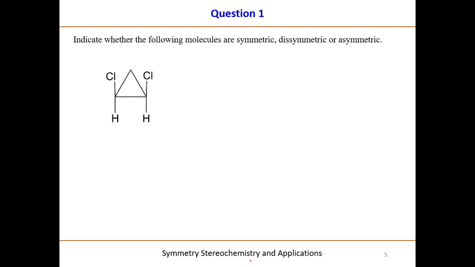Let's talk about this example. This is a cyclopropane, a disubstituted cyclopropane. Here you can see we have two chlorine groups and one CH2 group. That means we have two chiral centers, one here and one here, right? But when we look here, we can pass the plane. A plane of symmetry is present, right? And an axis of rotation is also present.